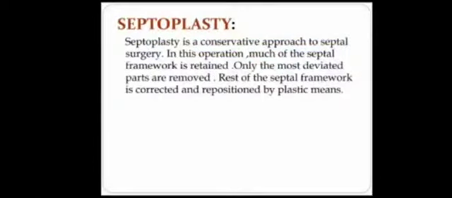Septoplasty is a conservative approach to septal surgery. In this operation, much of the septal framework is retained, only the most deviated parts are removed. The rest of the septal framework is corrected and repositioned by plastic means.